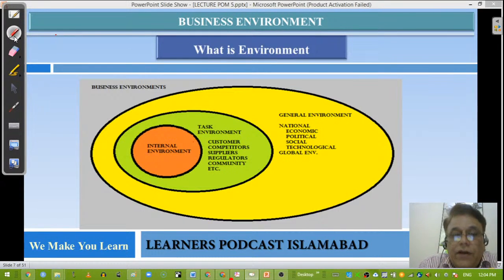So the first layer is the internal layer, and the second layer is the external layer. And in the external layer, you further have subdivisions in the form of the task layer and the general environment. Okay, moving on.